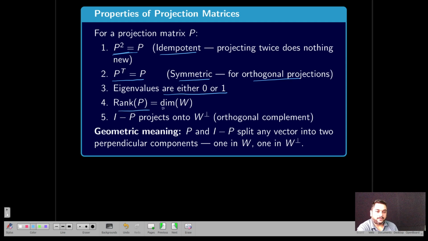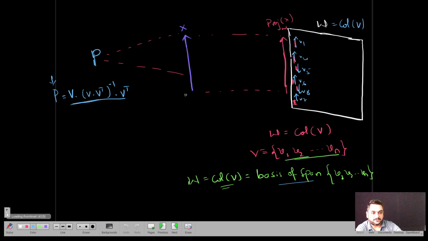Then the rank of P, this projection matrix, is equal to the dimension of W. Why? Because, see, you have already seen it. The dimension of W is nothing but the column space of V. Therefore, the number of independent columns will give me the rank of this projection matrix. I minus P, that is the identity matrix minus the projection, projects onto the orthogonal complement of this subspace. What exactly does this mean?